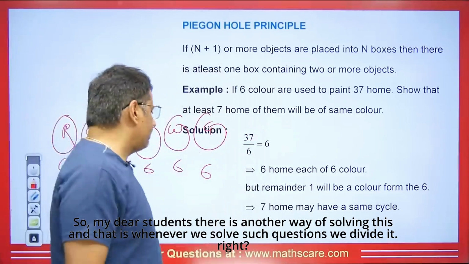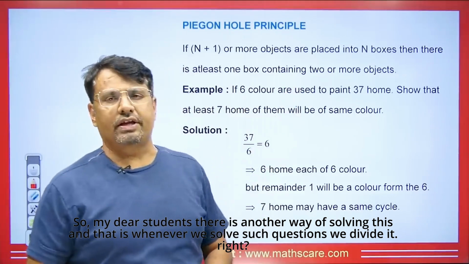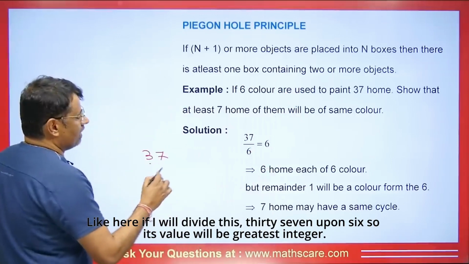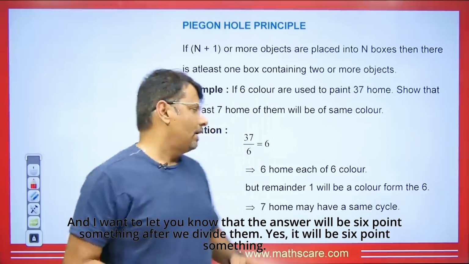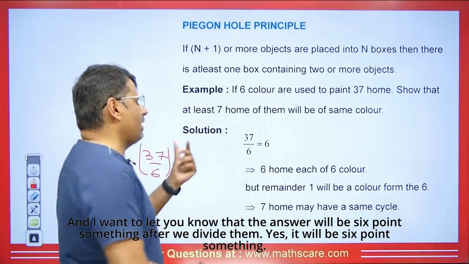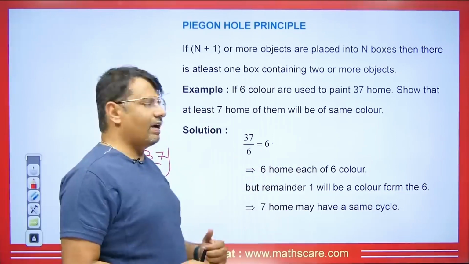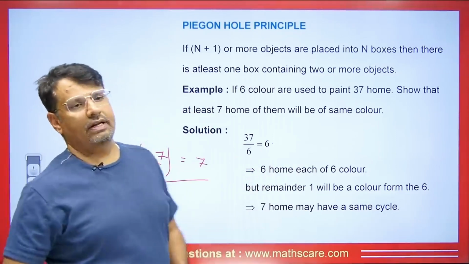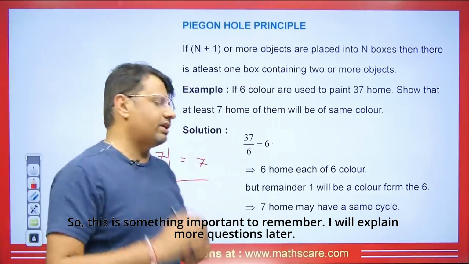Getting my point? So my dear students, there is another way of solving this. Whenever we solve such questions, we divide. Here, if I divide 37 by 6, the answer will be 6 point something. But when we take the greatest integer, it becomes 7. This is something important to remember. I will explain more questions later.